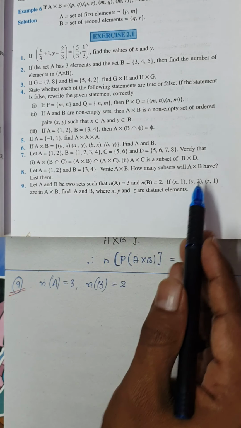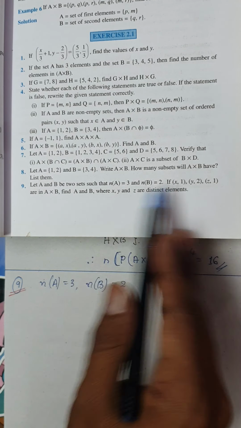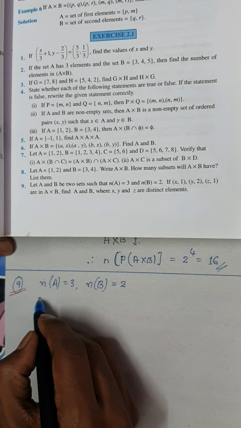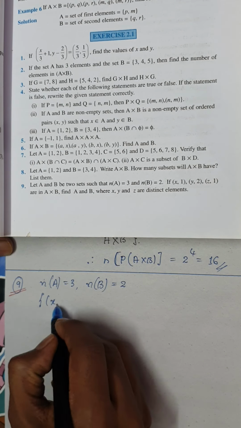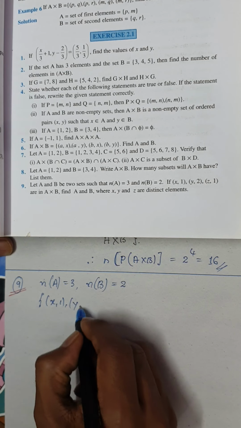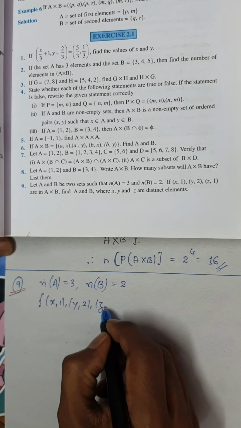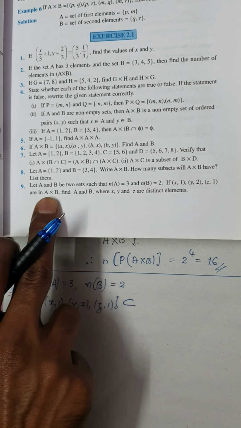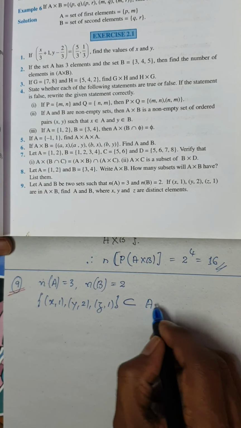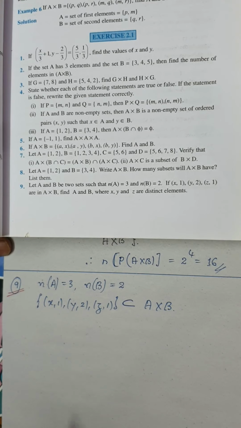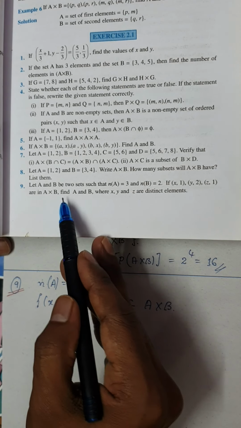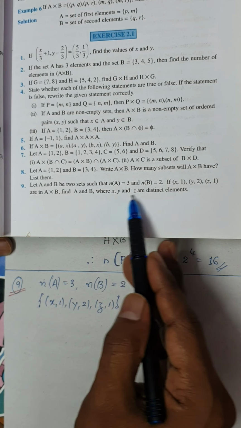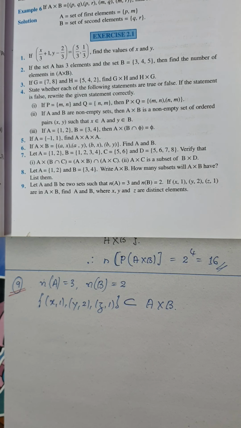not the complete set, they are in. Now that means I can say this set {(x,1), (y,2), (z,3)} is a subset of A cross B. They are in A cross B means it is a subset of A cross B. Now I have to find A and B, that is set A and set B, where x, y, z are distinct elements.